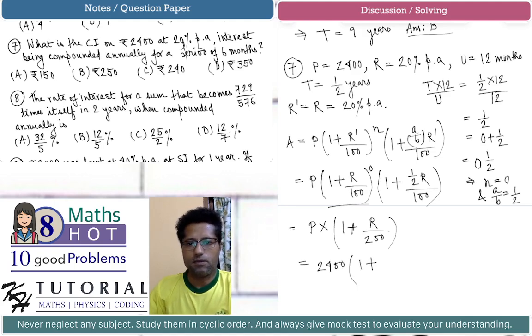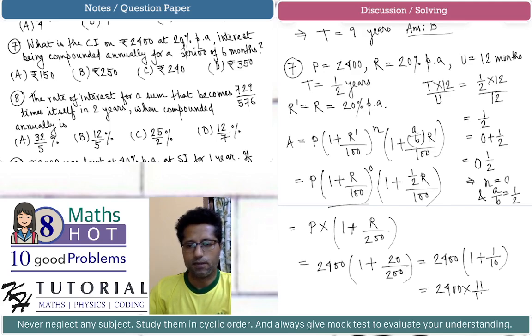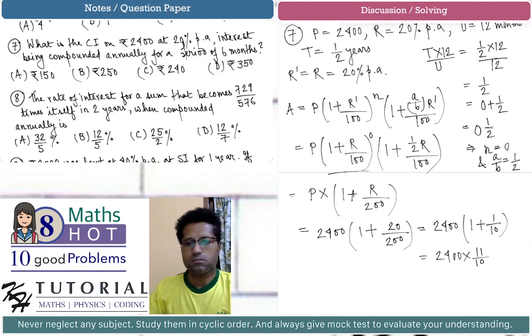1 plus r is 20. So this is equal to 2400 multiplied by 1 plus 1 by 10. This is equal to 2400 multiplied by 11 by 10. Okay, let it be like this, because we have to eventually find the compound interest.